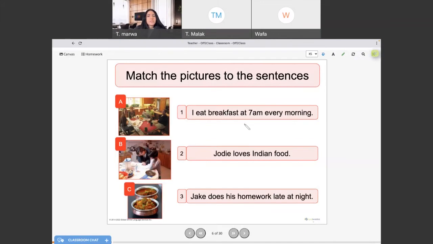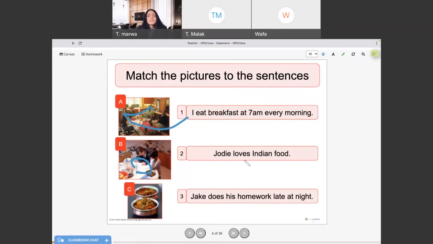Which picture? B. Is it B? Do they look like they are eating or studying or something? No. E. A. This one, right? A. Very good. Now the second one, Judy.